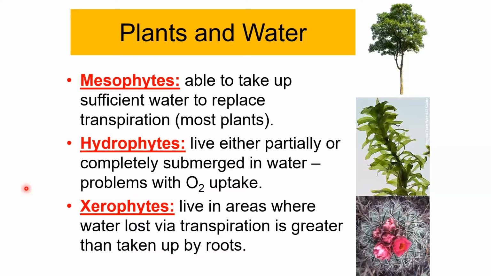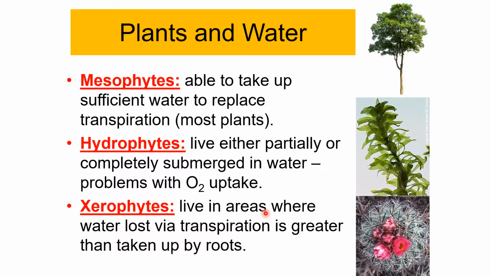So this is the last part of this chapter where we have to exclusively talk about xerophytes mainly, but it's better that you also know about other types of plants. So mesophytes are the plants which are able to take up sufficient water to replace transpiration, right? Most of the plants actually are mesophytes. Hydrophytes are the plants which live either partially or completely submerged in water, right? And here there is a problem with oxygen uptake.